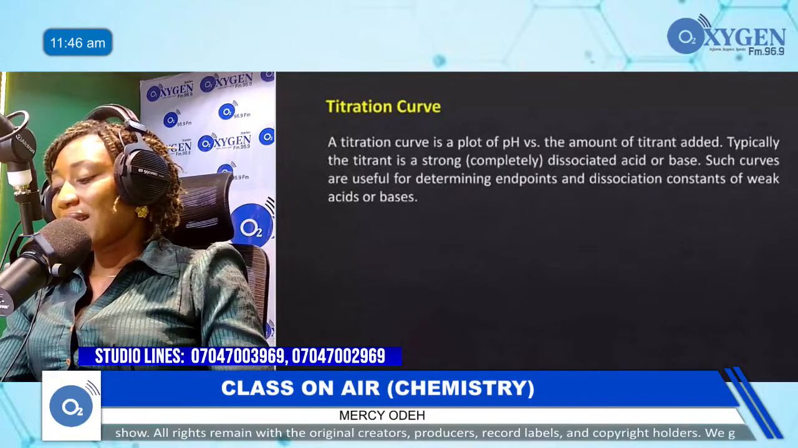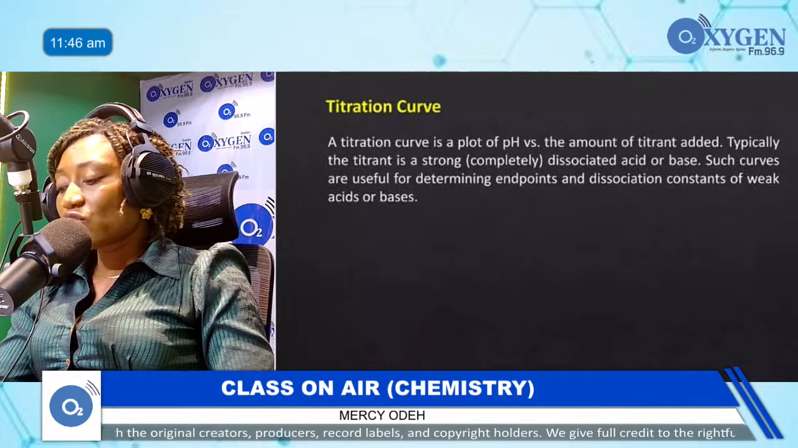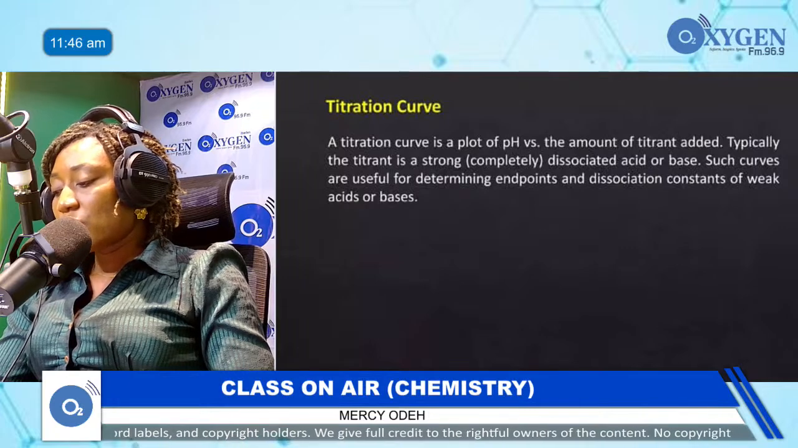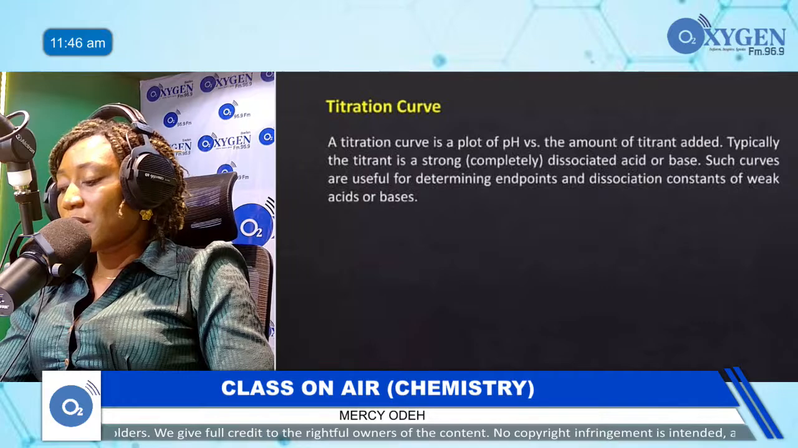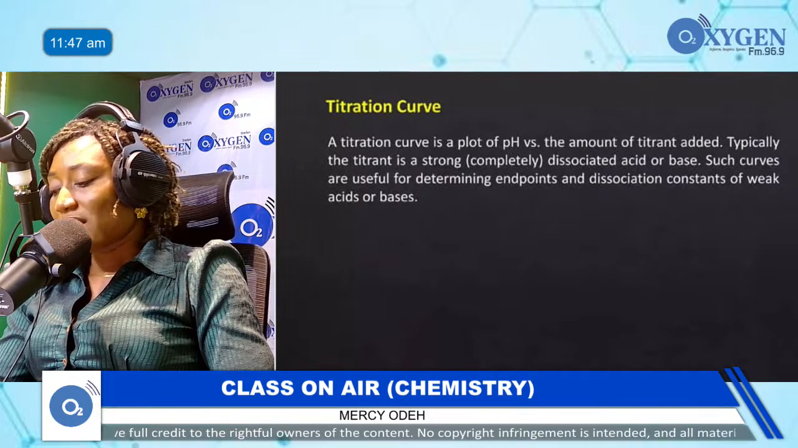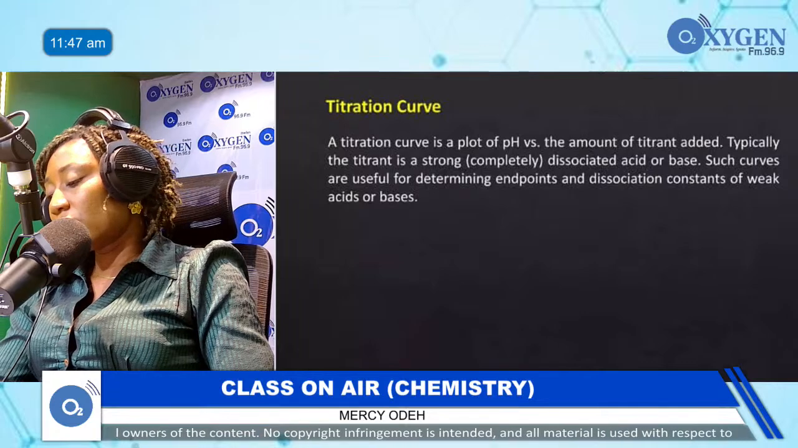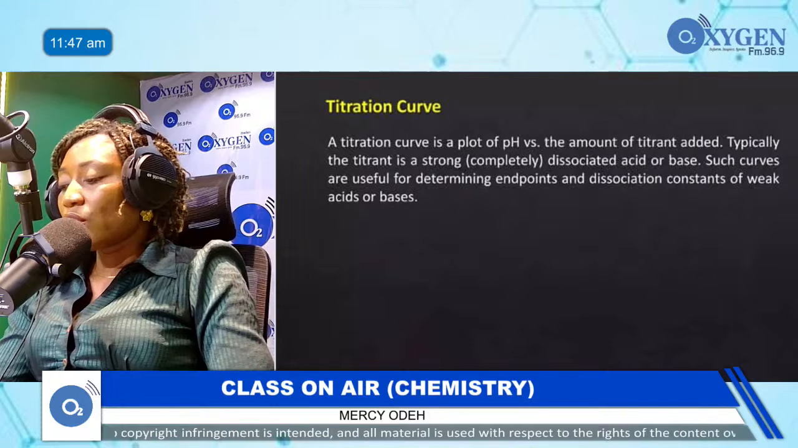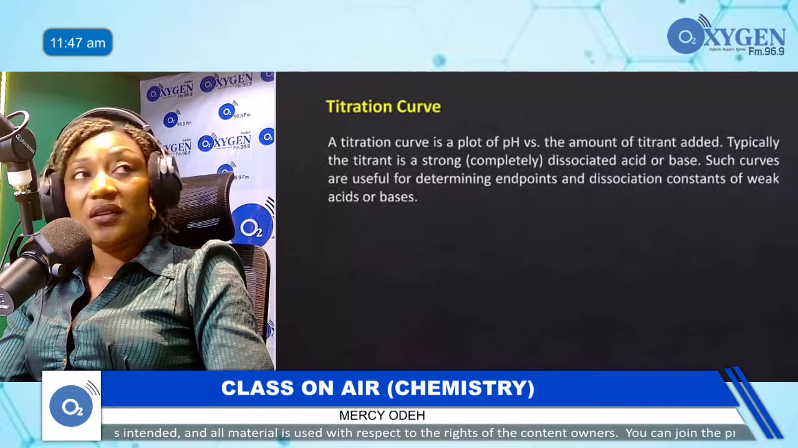...of titrant added. Typically, the titrant is a strong or completely dissociated acid or base. Such curves are useful for determining endpoints and dissociation constants of weak acids or bases.